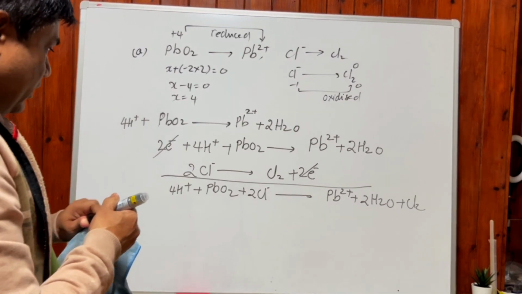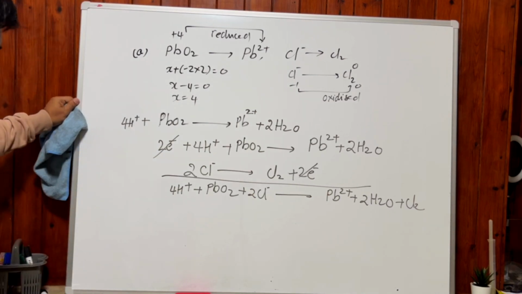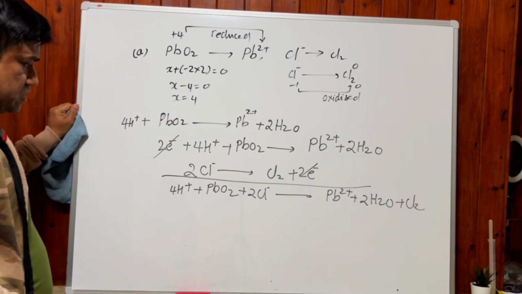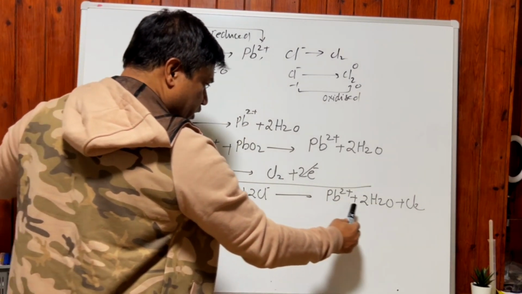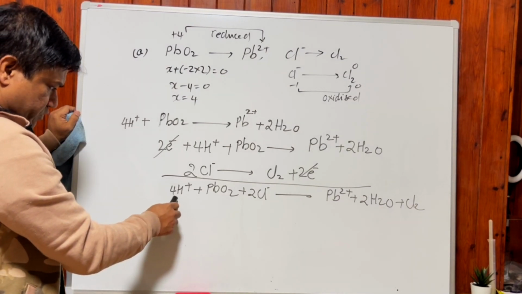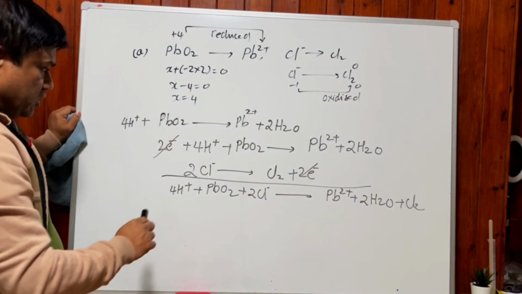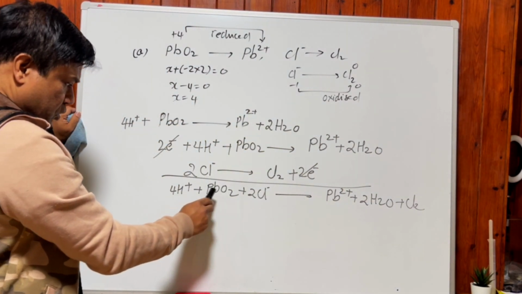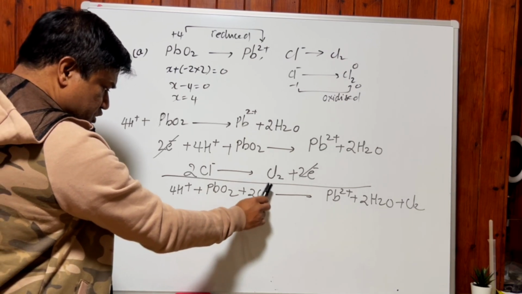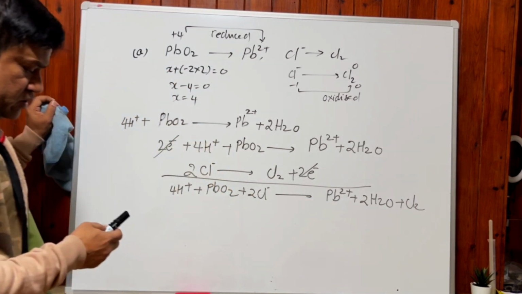Now how many Pb balance? How many oxygen atoms? Two oxygen atoms balance. How many chlorine? Two chlorine balance. How many hydrogen? 4 hydrogen here, 2 times 2, 4 hydrogen here. Plus 4 charge, minus 2. So plus 2 left here, plus 2 left here.